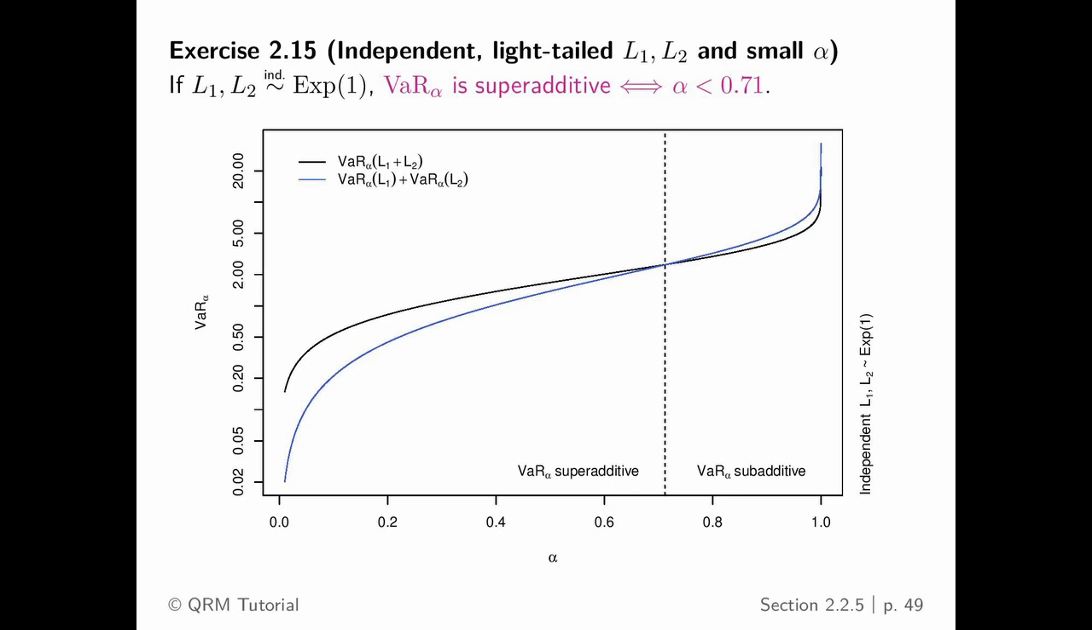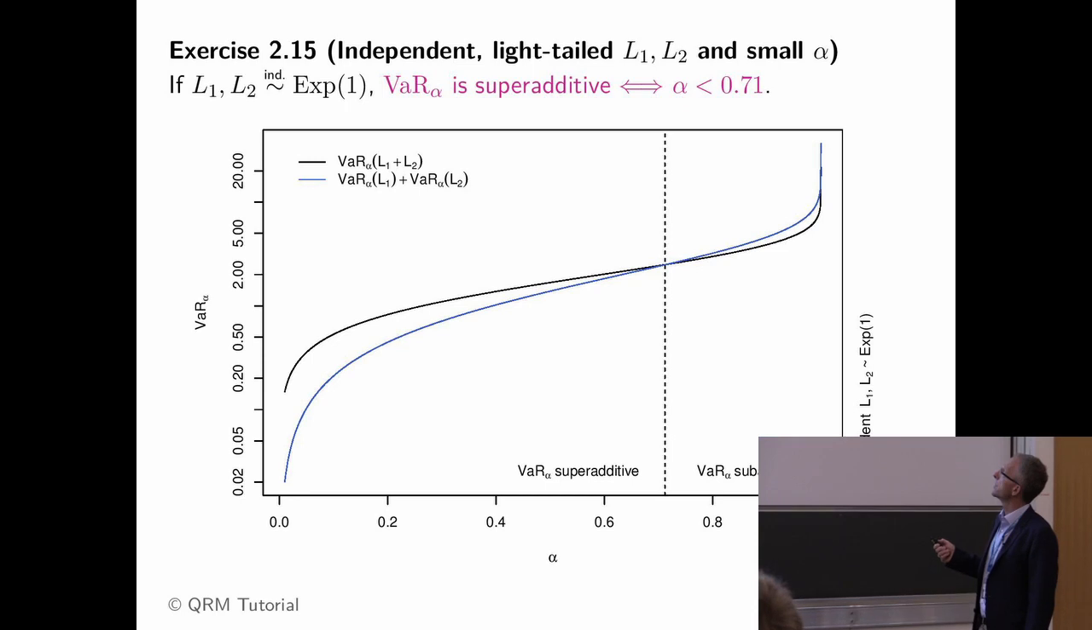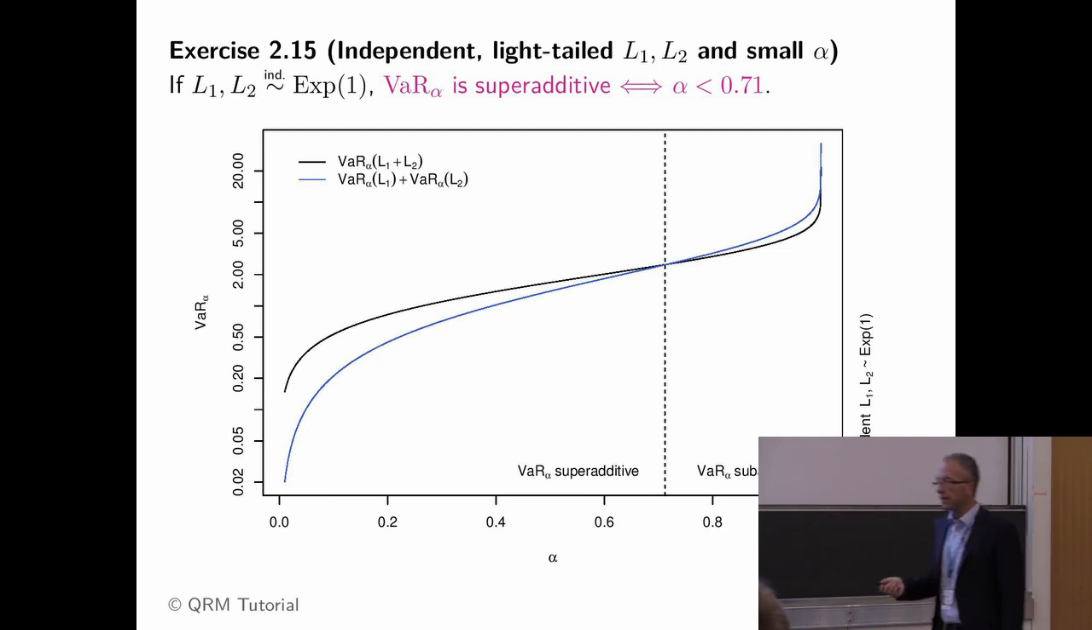The second one is independent light tail distributions. What we see here is alpha. We're going to see these are two exponential distributions. The value at risk of the sum is the black line, and you see the sum of the value at risk individually. And if the black line is above the blue line, then these are situations where value at risk is not sub-additive but super-additive. And this happens for small alpha. For large alpha, this goes away.